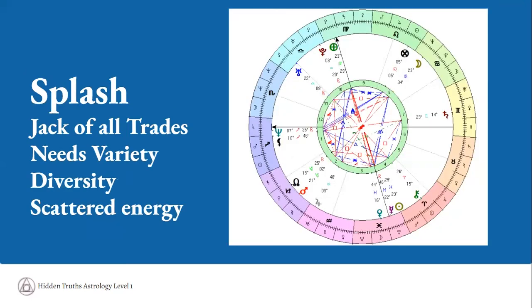The splash is a jack of all trades. If you look at this chart, there are little gaps here in the 5th and 6th and in the 12th and in the 9th, but really the chart is splattered all over the place. When you look at this person's psyche, you're like, oh, wow, they're all over the place. And that's exactly that. They tend to have scattered energy. They need variety. They're good at diversity. They're a jack of all trades, but often a master of none. And a lot of times our job is to help them find one focal point, one thread that they can pull in their life.